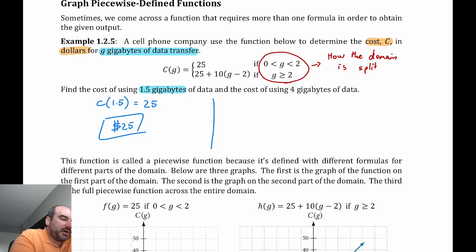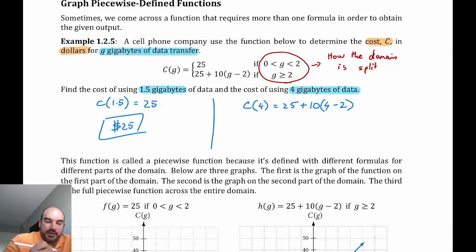And the second part of the question says, find the cost of using 4 gigabytes of data. So we want to find C of 4. And I know that 4 is greater than 2, so it's going to fall into the second category of this piecewise function. So we're going to plug 4 into the second piece. So that second piece is 25 plus 10 times G minus 2. No, sorry, not G, right? We're replacing G with 4 in this case.